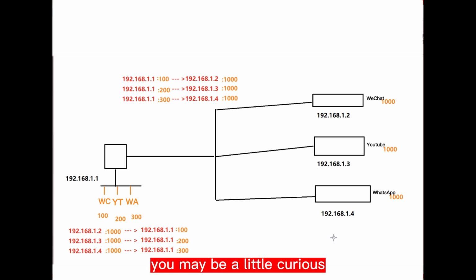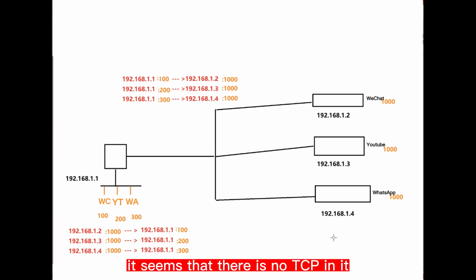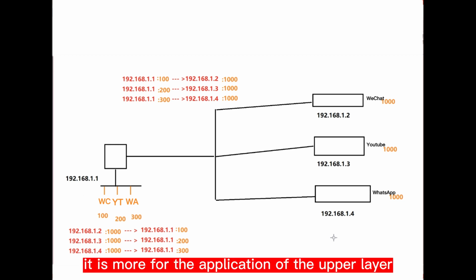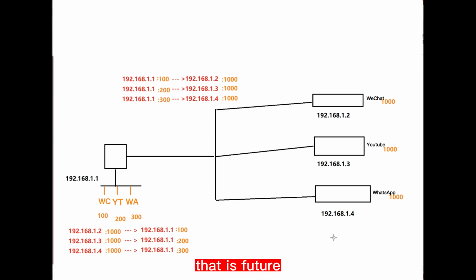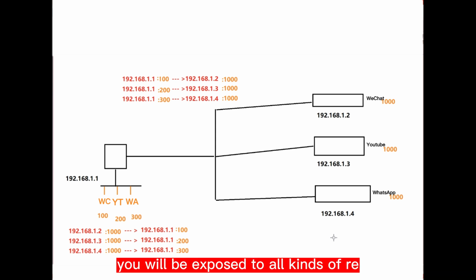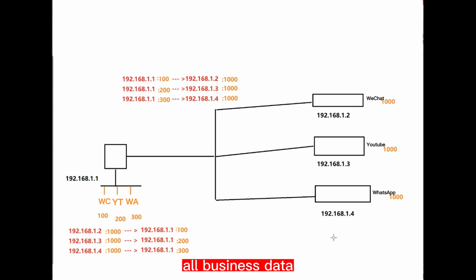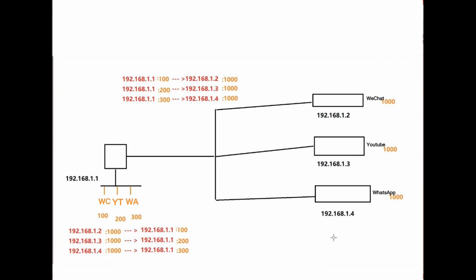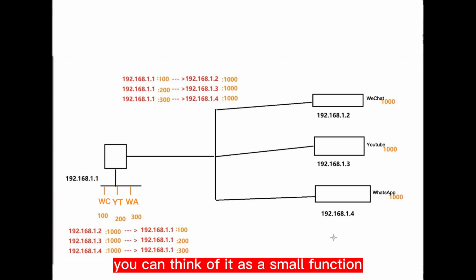Speaking of this, you may be a little curious. During class, when we just looked at the ARP message, it seems that there is no TCP in it. We have a lot of protocols, and they work at different levels. What we learned about the transport layer is more for serving the applications of the upper layer. In the future, you will be exposed to all kinds of real business data, and in each business data, it is all identified by the transport layer. But the ARP we learned, you can think of it as a small function.